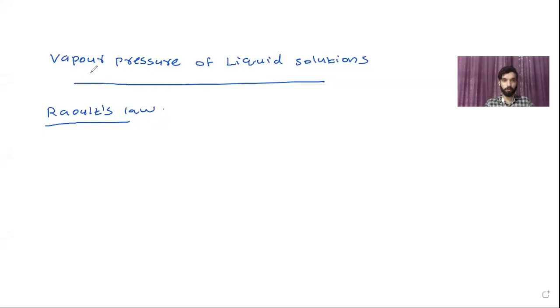So today I'll be discussing the vapor pressure of liquid solutions. This is a topic from the second chapter of 12th chemistry. The name of the chapter is solutions. That's a chapter where we discuss different types of solutions, different properties of solutions, etc. In this chapter, a relation for the vapor pressure of liquid solutions is explained, and we'll be discussing that today. Okay, so what do you mean by vapor pressure?